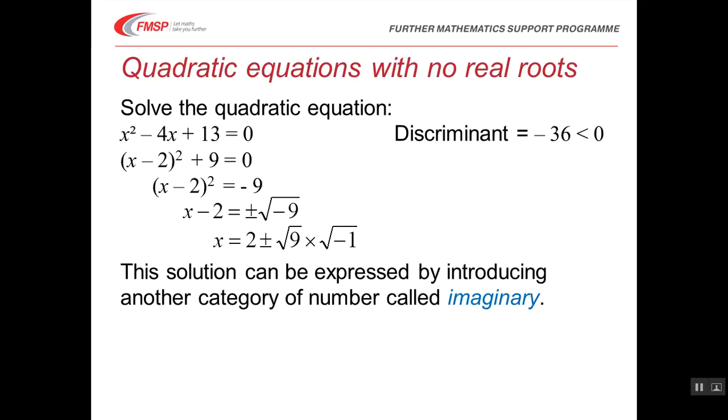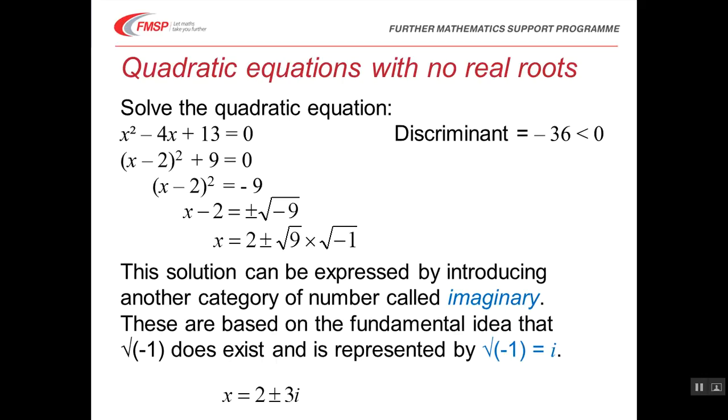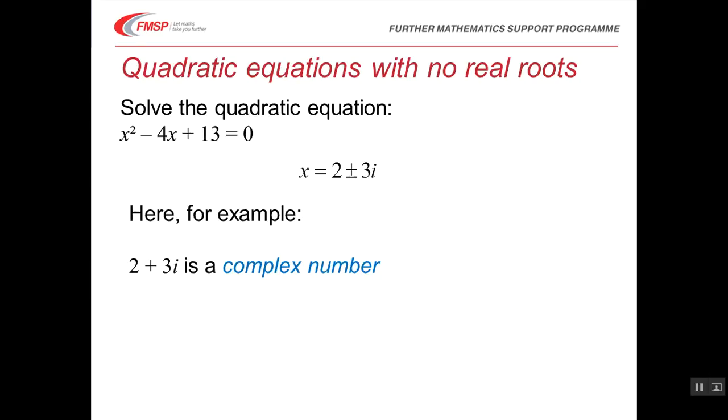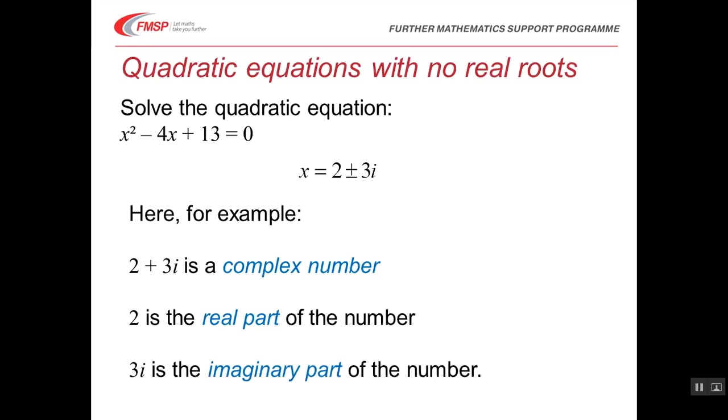This solution can be expressed by introducing another category of number called imaginary. These are based on the fundamental idea that the square root of minus 1 does exist and is represented by the square root of minus 1 equals i. x equals 2 plus or minus 3i are the roots of this quadratic equation. So the equation has two roots. These roots are complex. For example, the root 2 plus 3i is a complex number. 2 is the real part of this number. 3i is the imaginary part of this number.